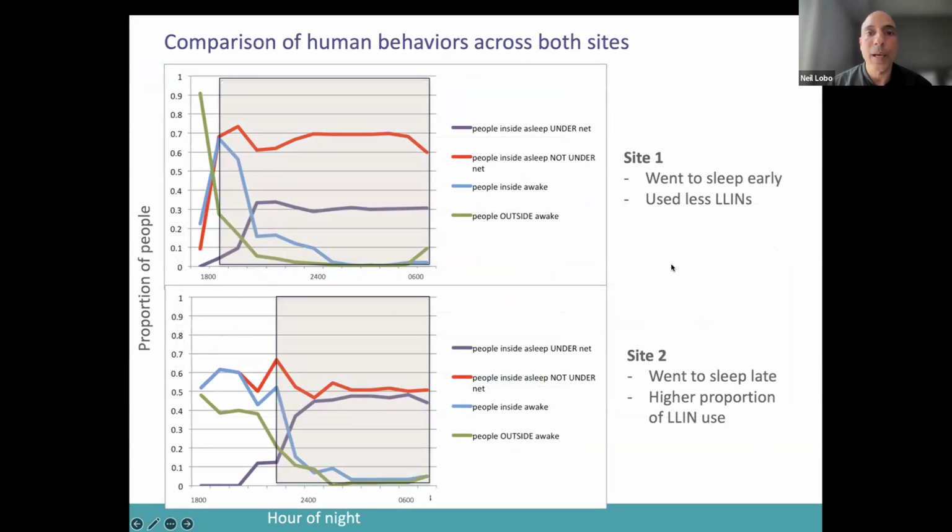And this was based on site 2 having electricity and site 1 not having electricity. So in site 1, it got dark, they went to sleep. In site 2, they had electricity, and they actually used more bed nets because they could afford more bed nets as well. So these small differences in 2 communities that were really close to each other made a huge difference. And I can show you what happened.